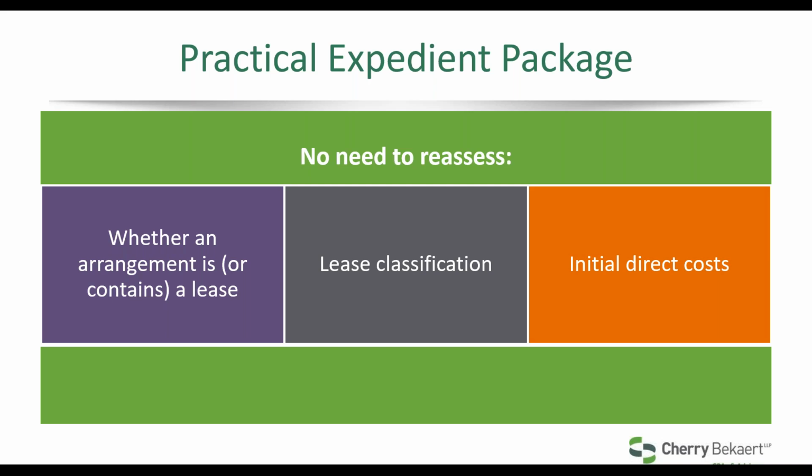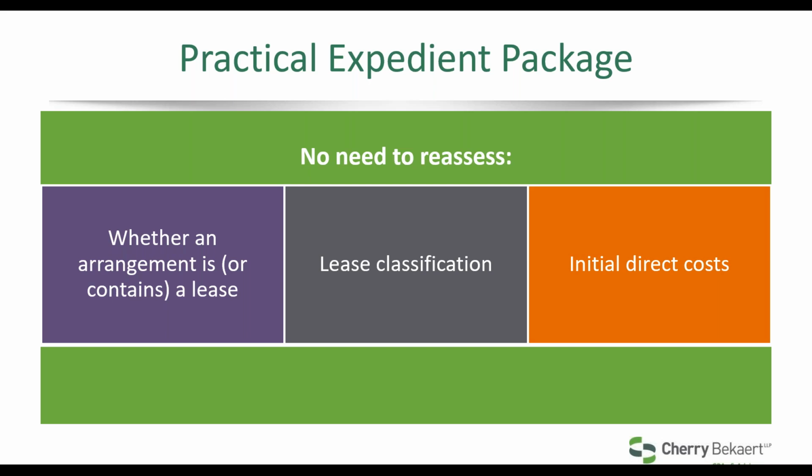So if you had one as operating under 840 and you elect the practical expedient package, you don't have to reassess the lease classification. You're good to go treating that as operating. It just now still has to go on the balance sheet. Same thing with capital. It'll just now be switched to a financing lease.